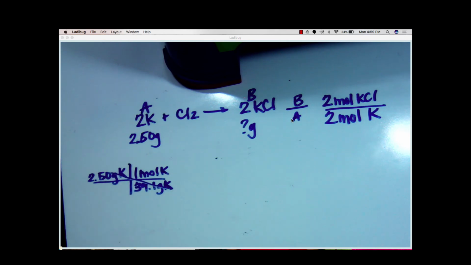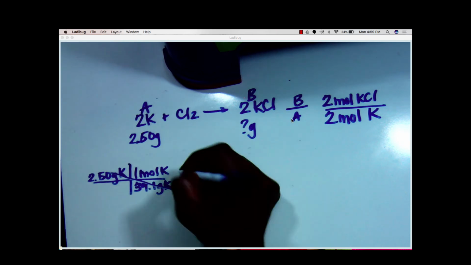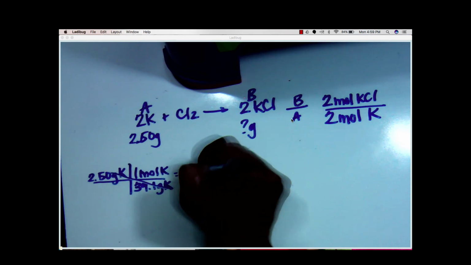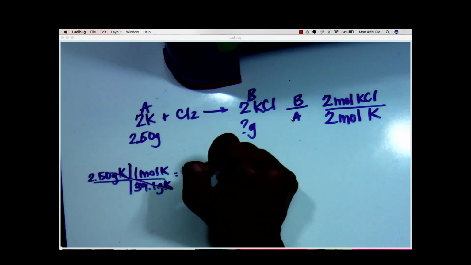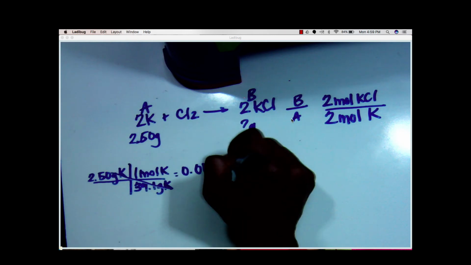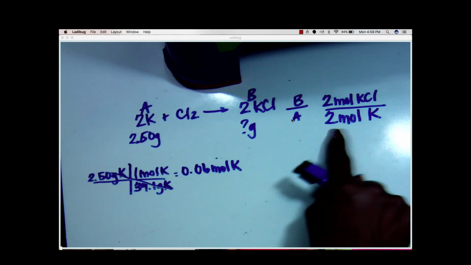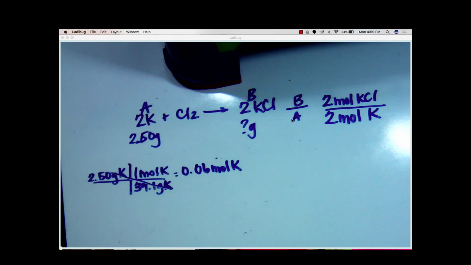Our like units are always diagonal so that they cancel. So then you'll do 2.5 times 1 divided by the 39.1, and you should get 0.06 moles of potassium. Now that you're at moles of A, we now want to go from moles of A to moles of B.